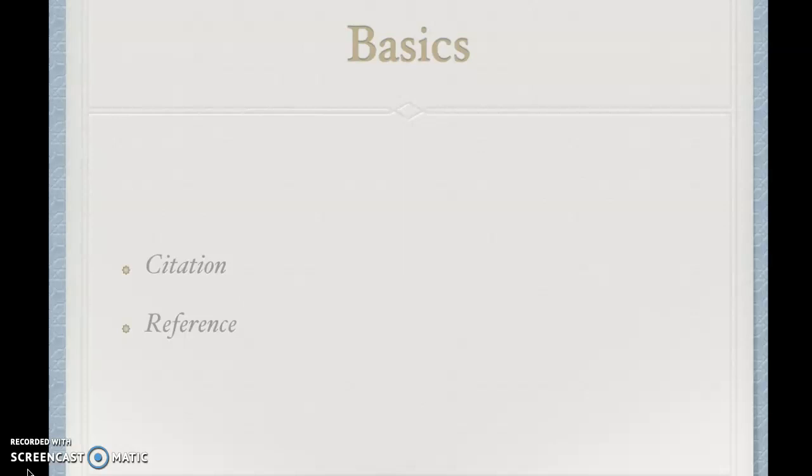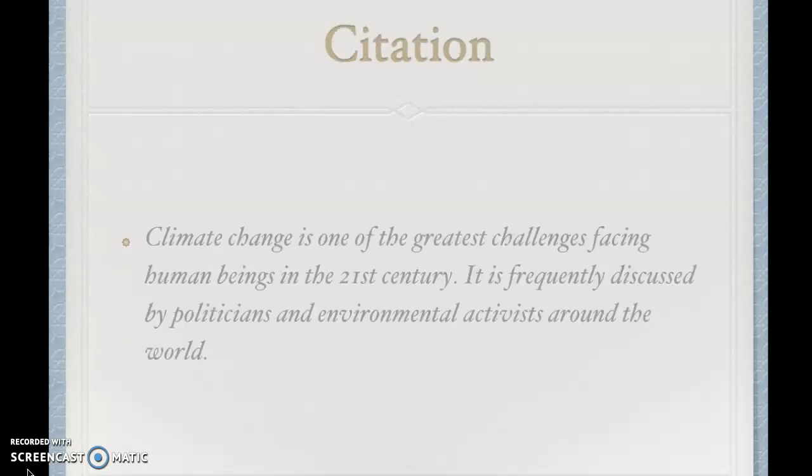A reference, on the other hand, gives readers more details about the source. For example, is it a book? Is it an article? Is it a web page? What is this source? When was it published? Where was it published? How can I find it? So we're basically giving readers information about the sources that we have found in order to help them find that source for themselves if necessary. So let's look at an example.